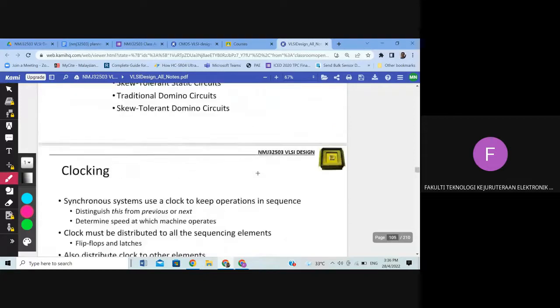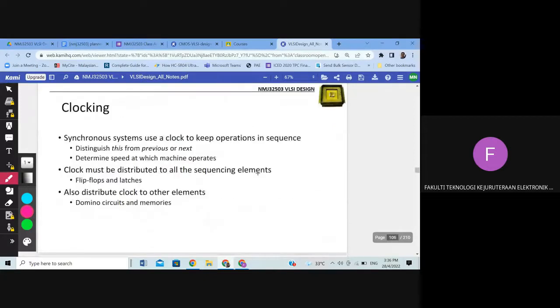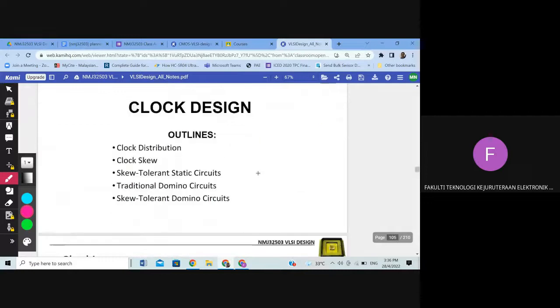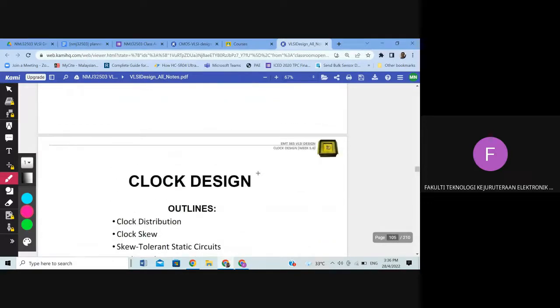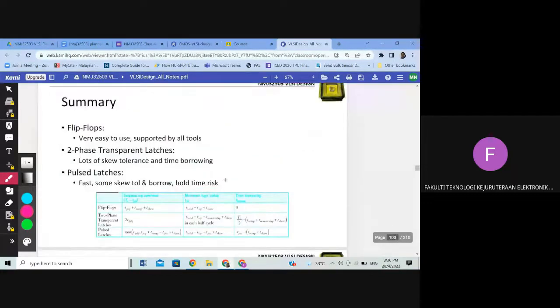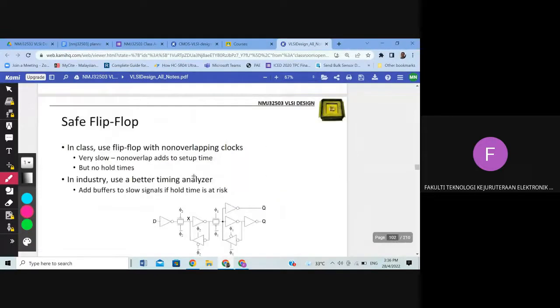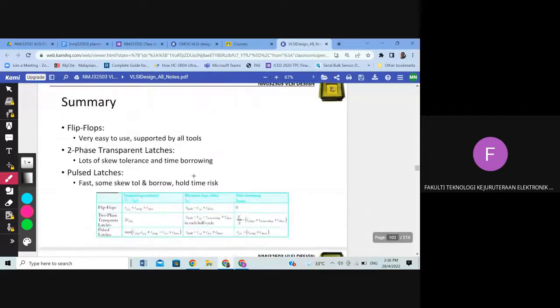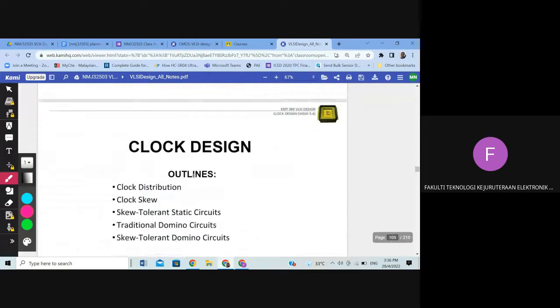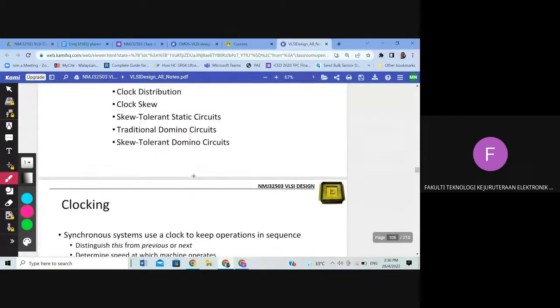Okay, if no question, we go to clock design. So other topic on sequencing overhead, minimum logic delay and time borrowing, you read on the textbook. Read it on the textbook. Right. So now we go to the clock design.